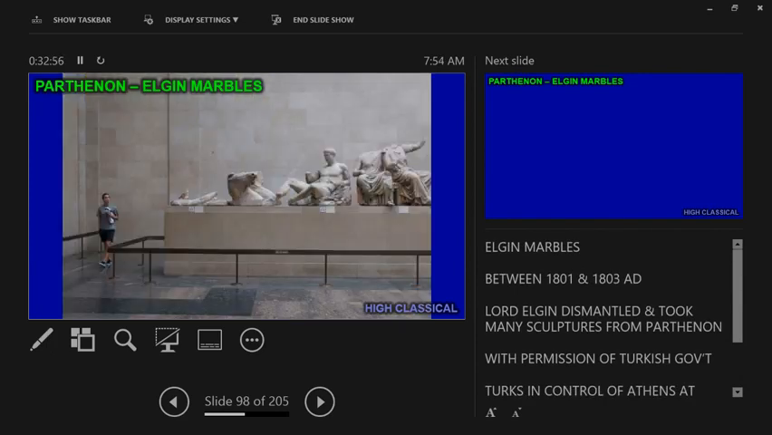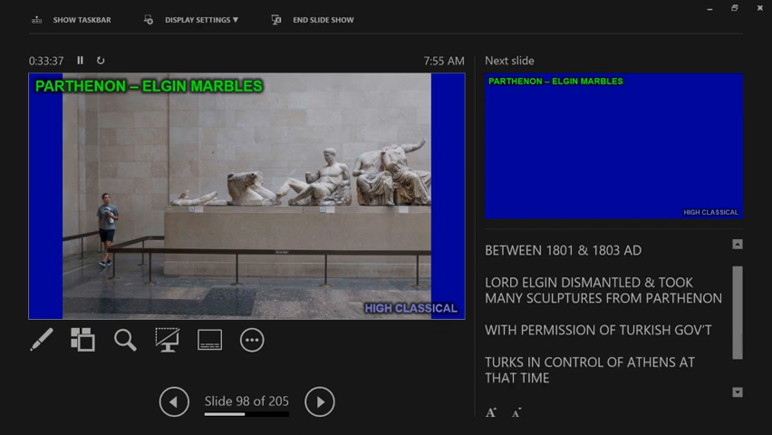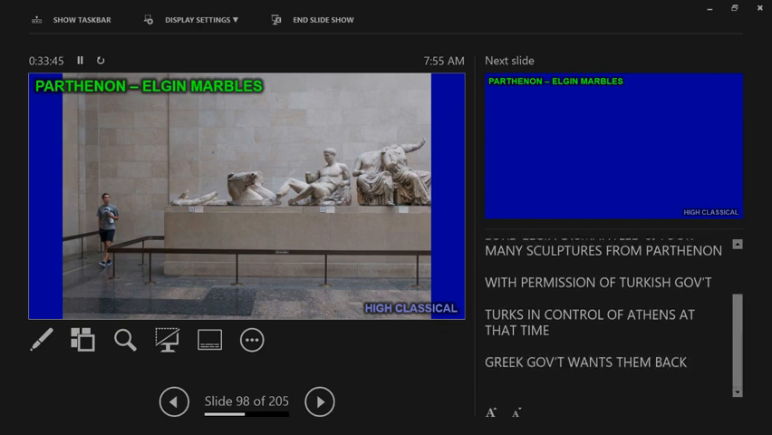So between 1801 and 1803, Greece was still under control of the Ottomans. It was not the Greeks that were in power, it was the Ottomans. An Englishman came down to Athens and went to the Parthenon. He was an archaeologist, and he was going to take notes. There was an archaeological dig, and he was a part of that. He was going to take notes and sketches of all the sculptures that he saw there. He asked the Ottomans if he could take what he finds.